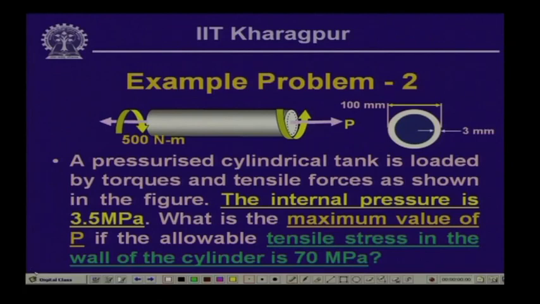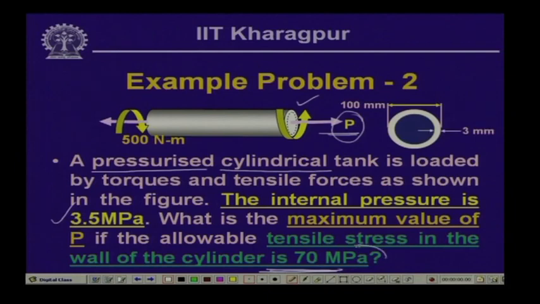Well, let us look into this particular example, which is based on the discussion which we had in this lesson, where we have discussed the effect of external loading on pressurized vessels. So, here we have a pressurized cylindrical tank, that means it is subjected to the actions of internal pressure. Also it is acted on by loads, which is a tensile pull and a twisting moment. Now, the internal pressure given is 3.5 megapascal. What you need to do is find the maximum value of this axial pull P, so that the tensile stress in the wall of the cylinder does not exceed 70 megapascal.